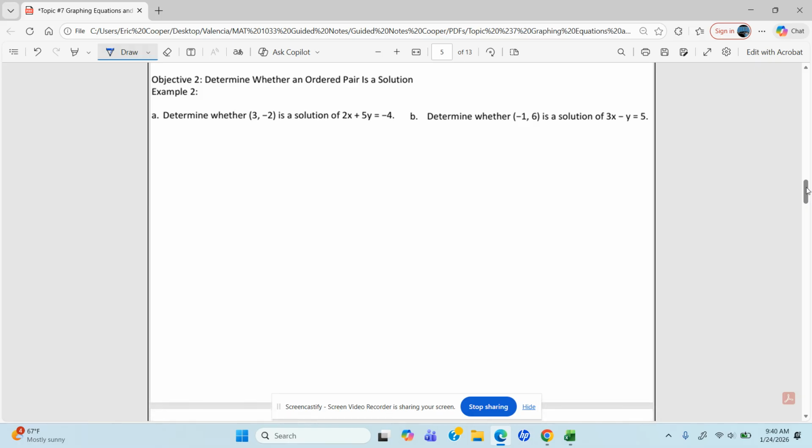To determine whether an ordered pair is a solution, all we're going to figure out is if it comes out to give us a true or a false statement. If it's true, it's an ordered pair that is a solution. If it's false, it is not.